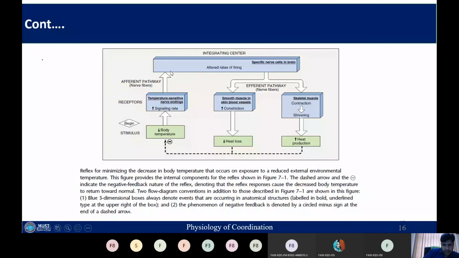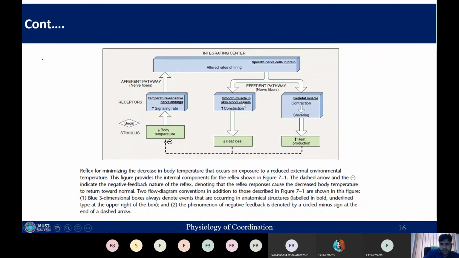integrating center, or the brain. Specific nerve cells in the brain will, via the efferent pathway, send the message to the effectors, which are the muscles of the blood vessels, and certain body parts, which are skeletal muscles. These are the smooth muscles and these are the skeletal muscles.